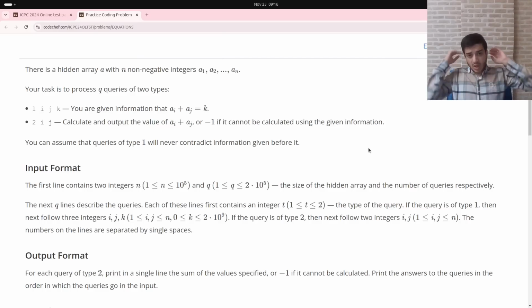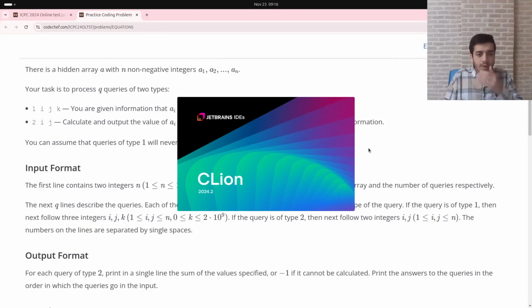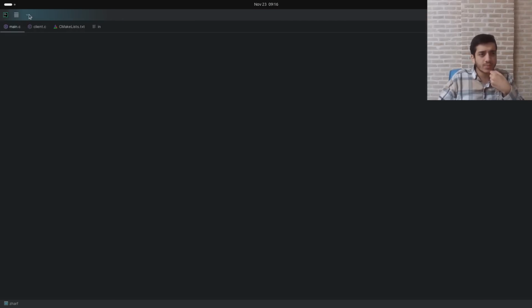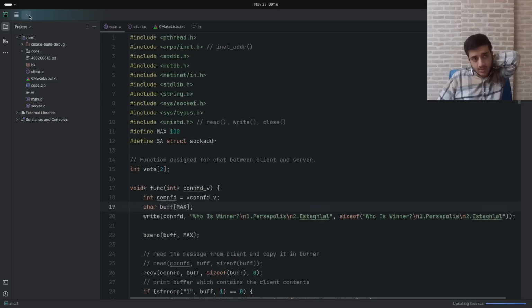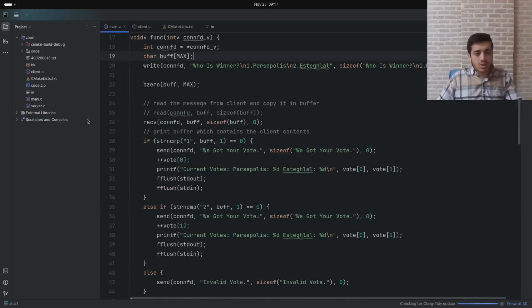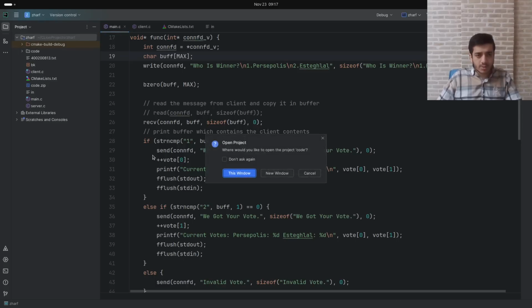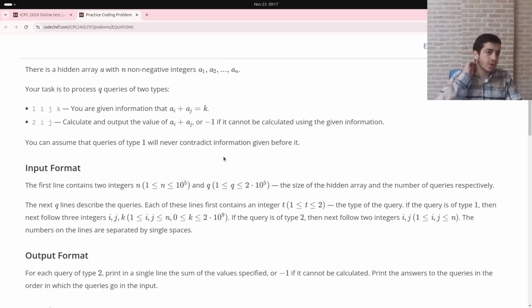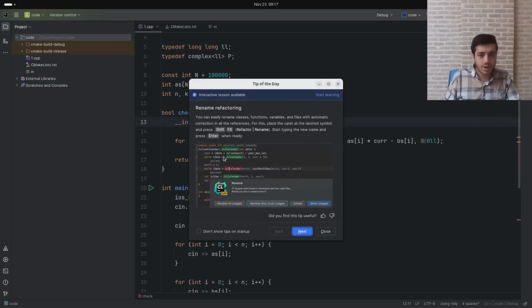So let me select which language I'm going to code with. For this problem, I prefer to use C++. So let's start coding. But before that, I'm going to show you again what I'm exactly going to do. Before I start coding, we are going to fix our solution.